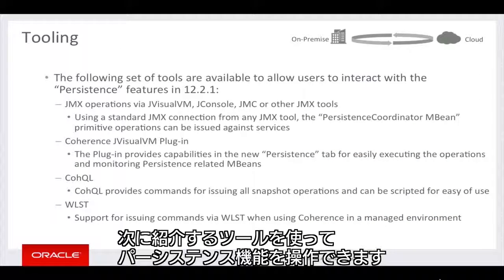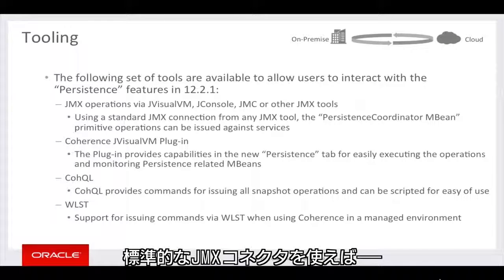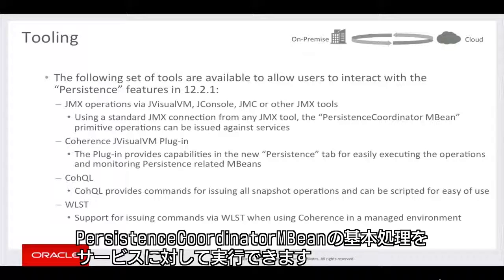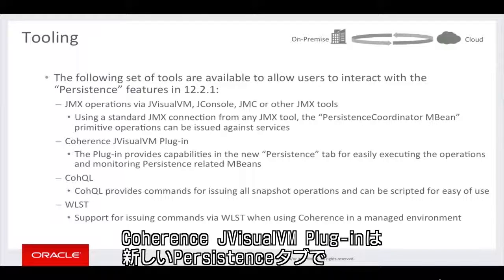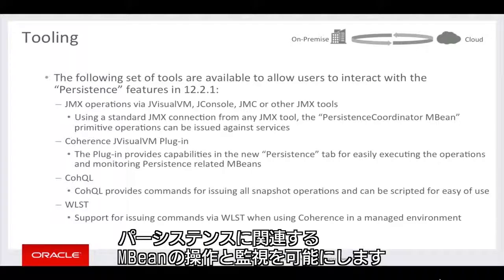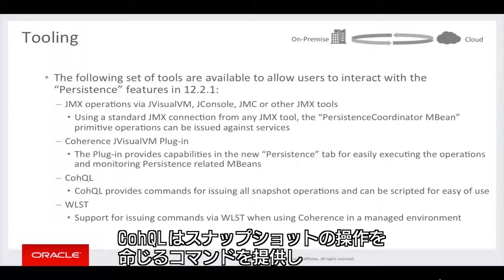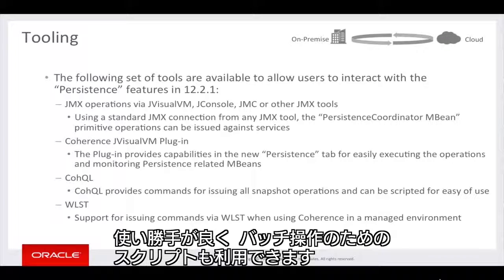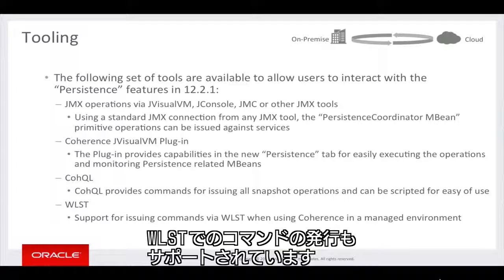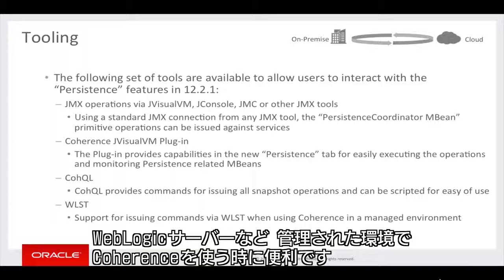The following set of tools are available to allow users to interact with the persistence features in 12.2.1. Using a standard JMX connection from any tool above, the persistence coordinator MBean primitive operations, which I'll explain on the next screen, can be issued against services. The Coherence JVisualVM plugin provides capabilities in the new Persistence tab for easily executing operations and monitoring persistence-related MBeans. CoQL, or the Coherence query language, provides commands for issuing all the snapshot operations and can be scripted for ease of use or batch operations. There's also support for issuing commands via WLST when using Coherence in a managed environment such as WebLogic Server.